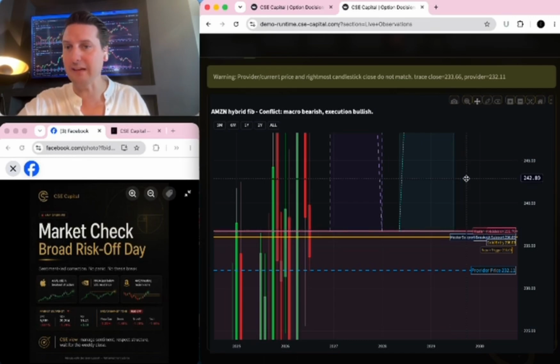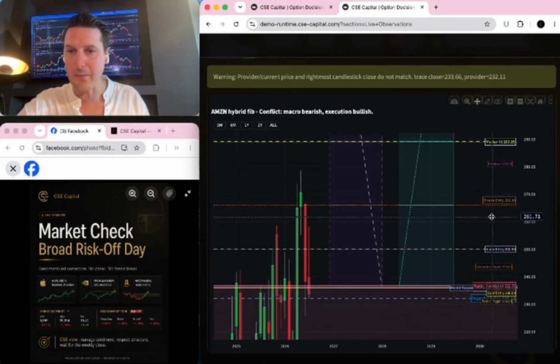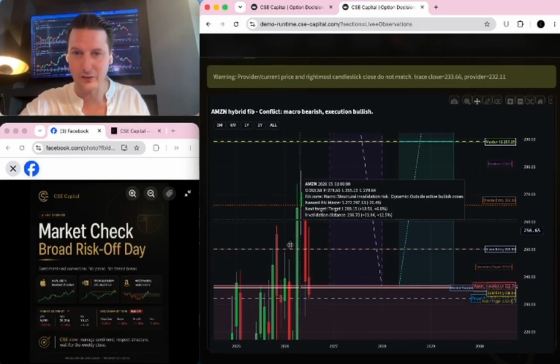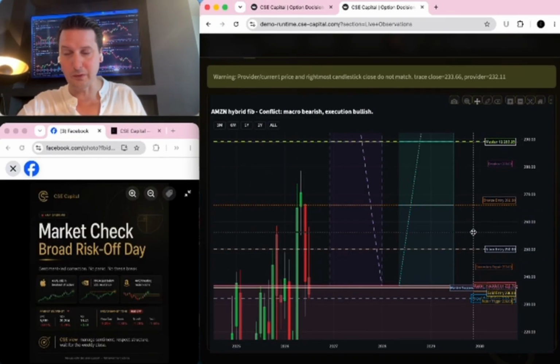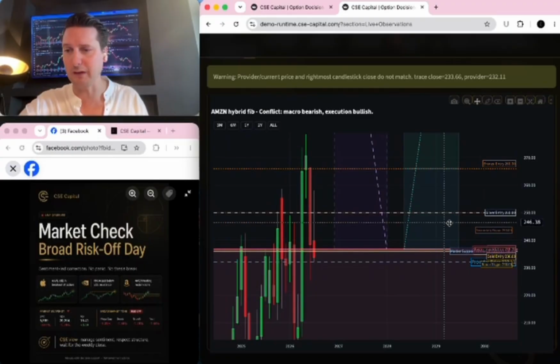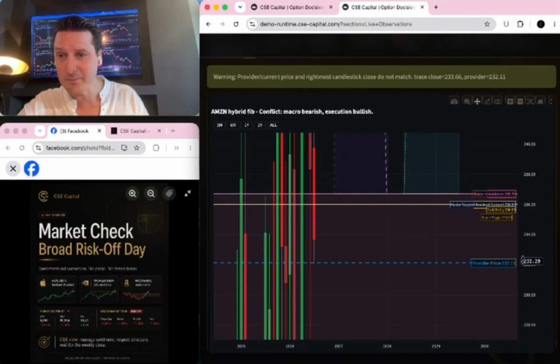So when it breaks that, I think that Amazon can go to 265 and then 289. And as you can see, it is already trying that. So those are all failed breakouts. But as long as we stay around here, nothing to worry about. Just wait, just hold your position. And if you don't have a position yet, I have to say, it's the moment to step in.